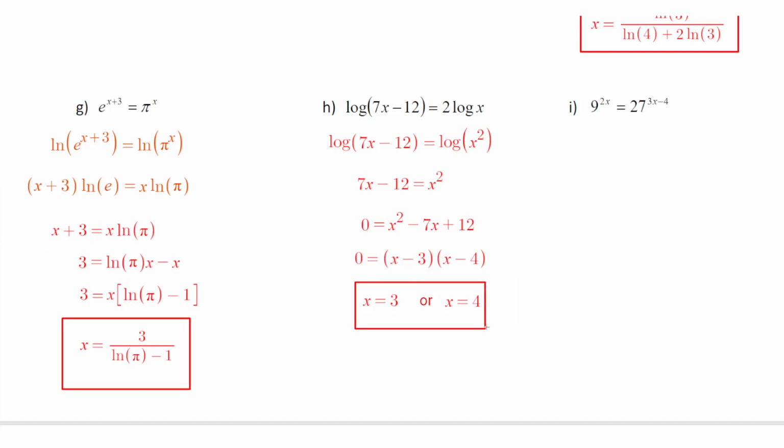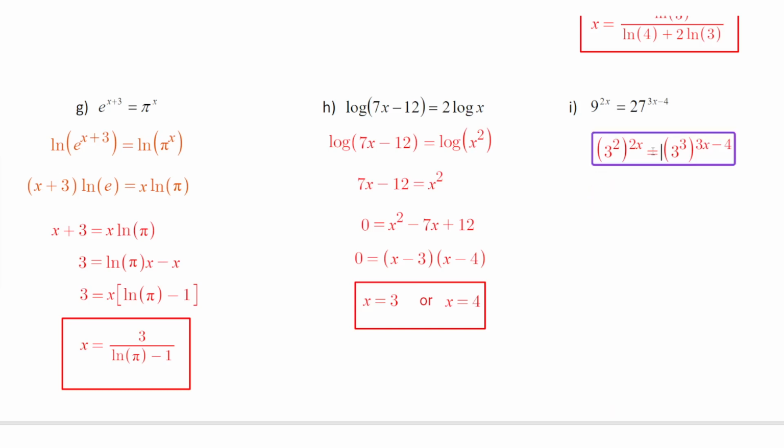Letter I. Both of these are powers of 3, so I don't have to go through this whole natural log business. I'm just going to rewrite both of these as powers of 3. We got 3 squared to the power of 2x equals 3 cubed to the power of 3x minus 4.